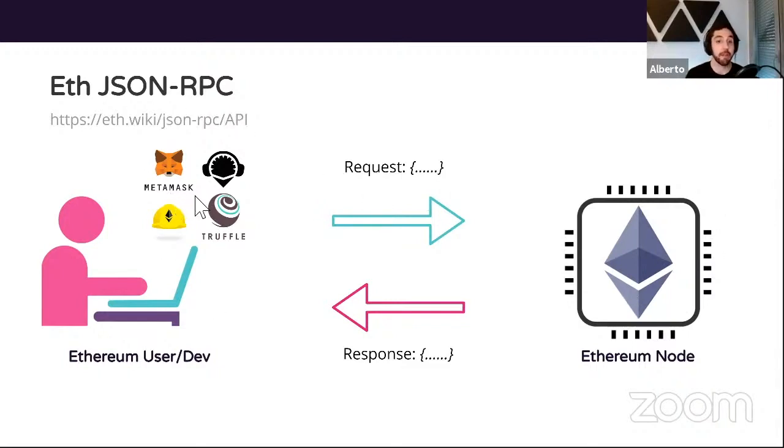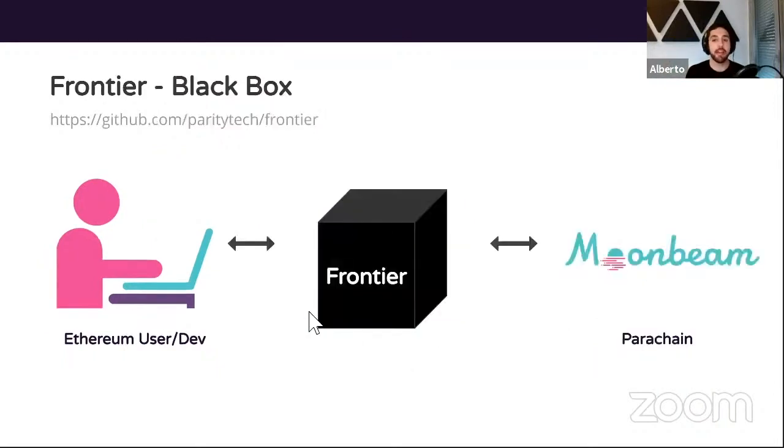Let's say you have MetaMask connected to that Ethereum network. MetaMask is making requests like, hey, can I know the balance of this account? Or can I know the latest block number? Can I get the chain ID so I can verify that I'm connected to the right network, and so on, right? For every request that MetaMask makes to the Ethereum node, it'll get a response specific to that request, okay? So in Moonbeam, how does that look, right?